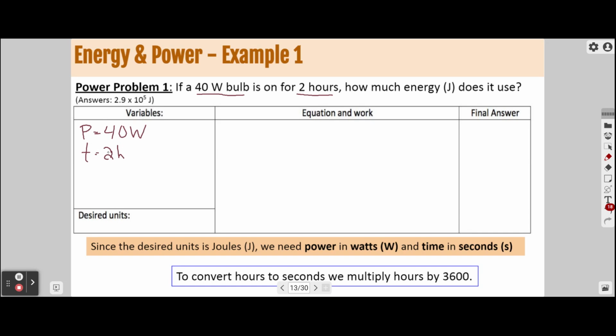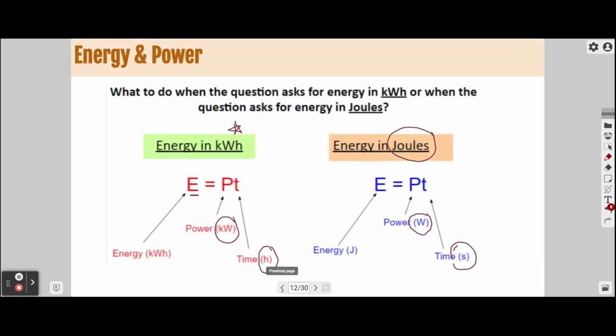And now we want to know how much energy, but we want to know the energy in joules, right? So if energy is in joules, then we need our power in watts and our time in seconds. So remember, I'm just going to go back here. If we want our energy in joules, we need our power in watts and our time in seconds.